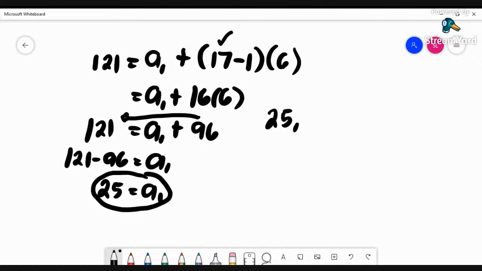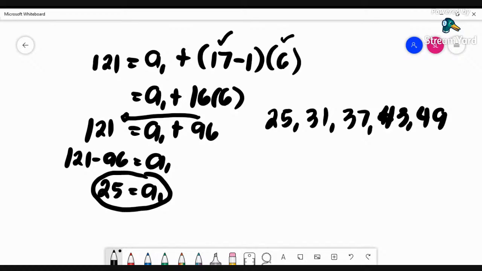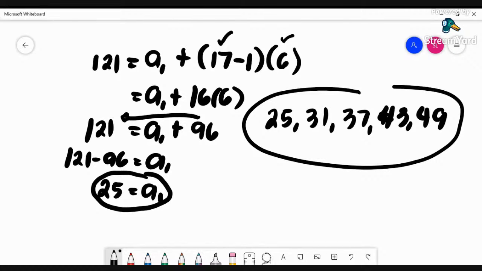Okay, we now have our a sub 1, 25. Our a sub 2 must be, since the common difference is 6, plus 6, we get 31. Plus 6, we get 37. Plus 6, we get 43. And plus 6, we get 49. So our answer for the first 5 terms will be 25, 31, 37, 43, and 49.